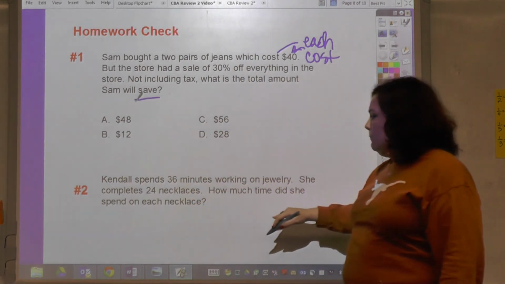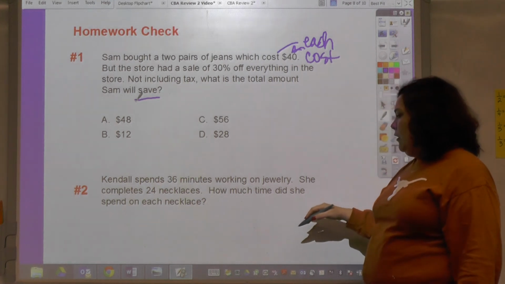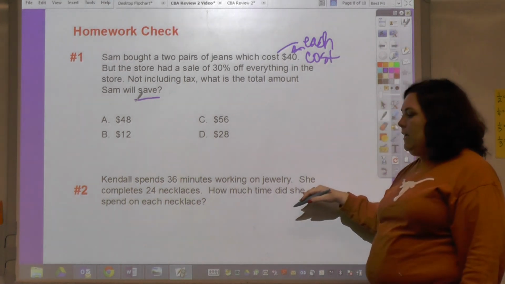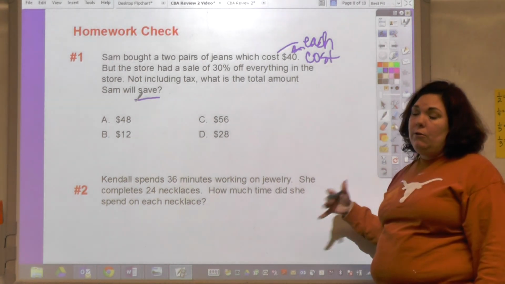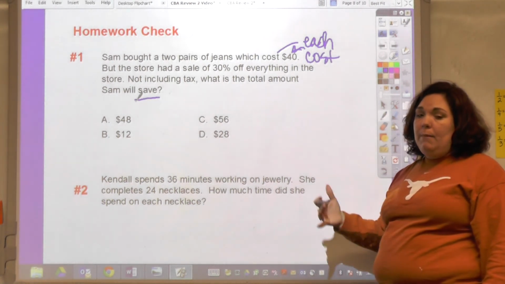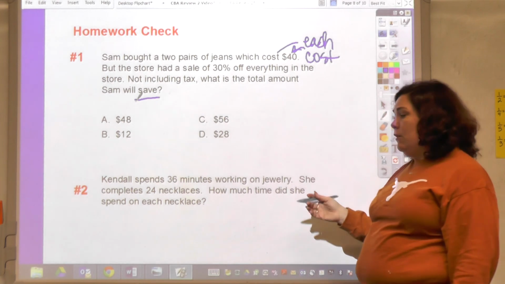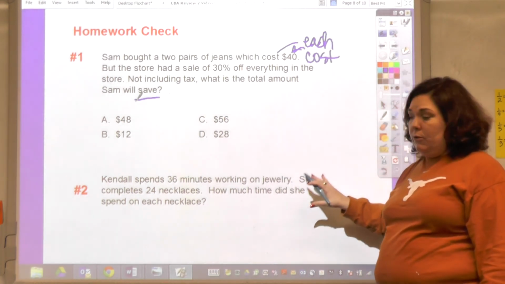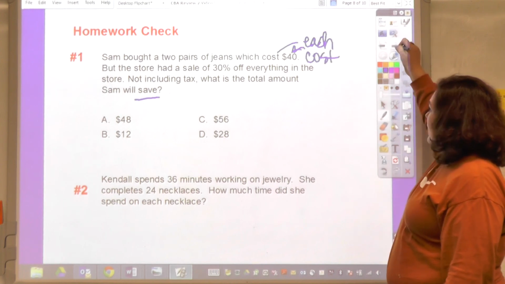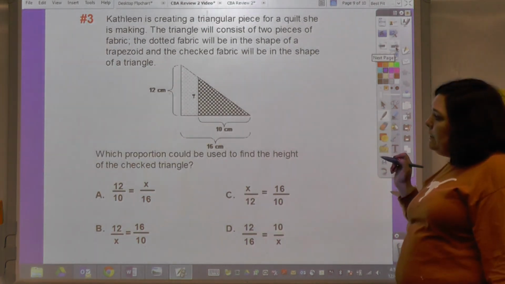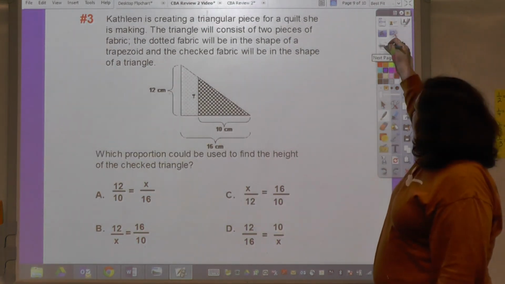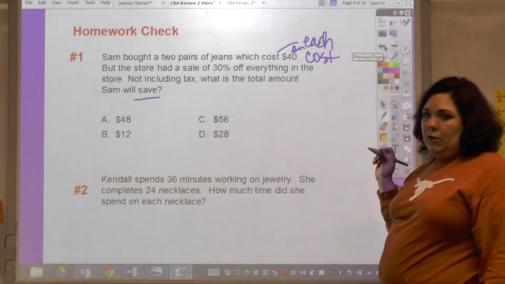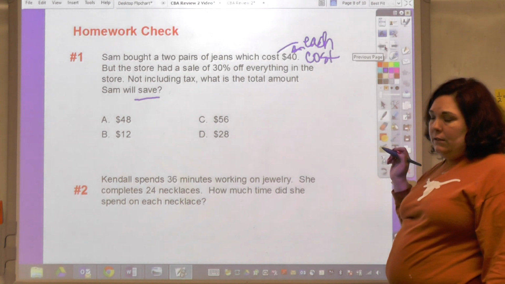And then Kendall spends 36 minutes working on jewelry. She completes 24 necklaces. How much time does she spend on each necklace? This is a unit rate question, just to get you back into that mode of finding the unit rate. You're going to be dividing, and you're going to have to use decimals. A little hint on that. And then let me leave this here for a second. You can pause if you need to review these questions.